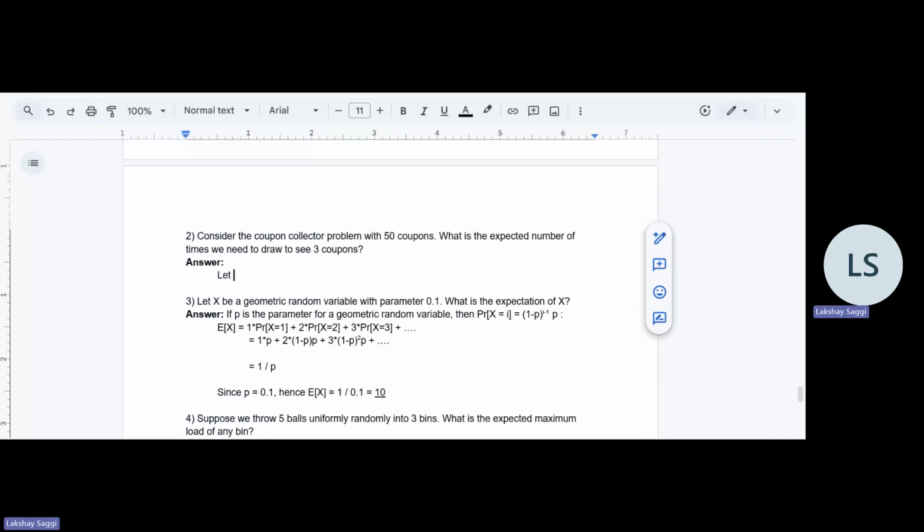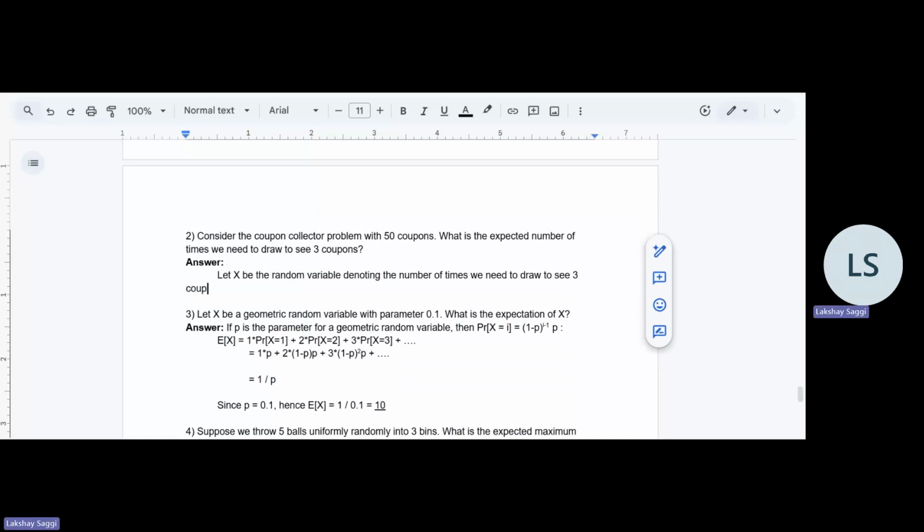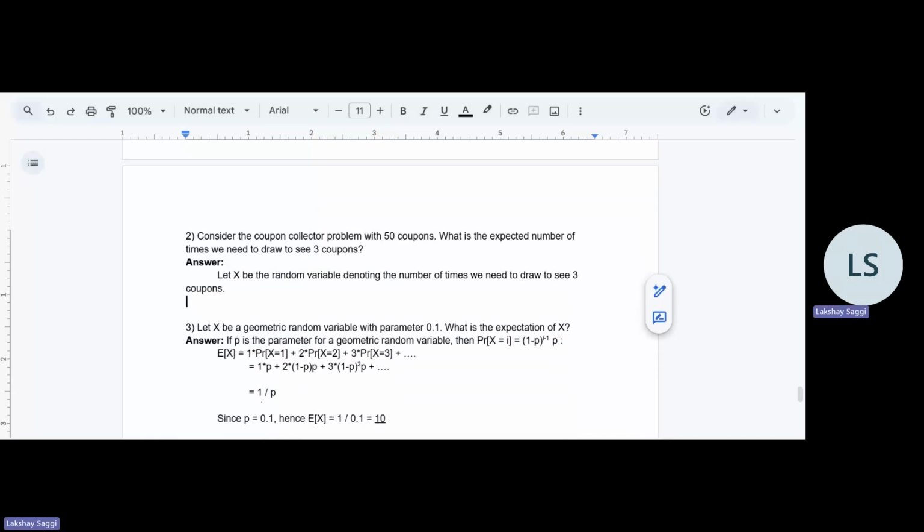So yeah, maybe let's just denote by a random variable x the number of times we need to draw to see 3 coupons. And similarly, we'll also define some helper random variables.